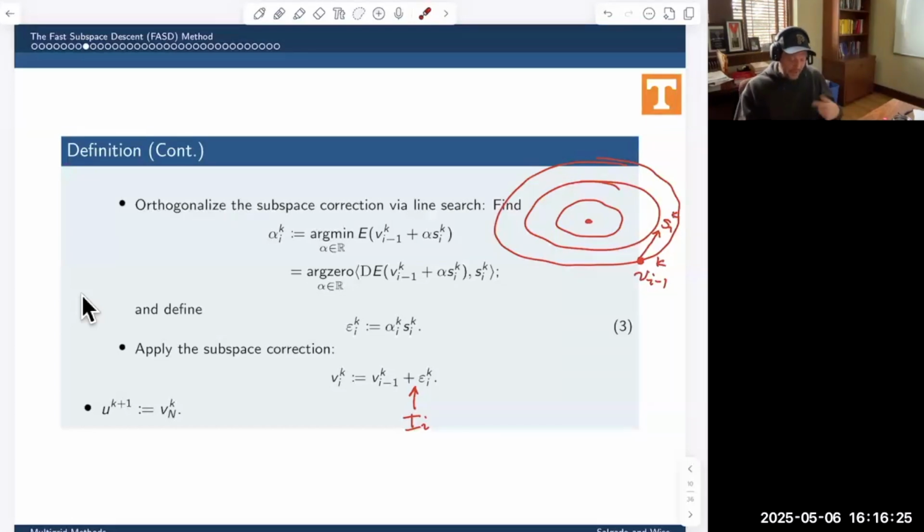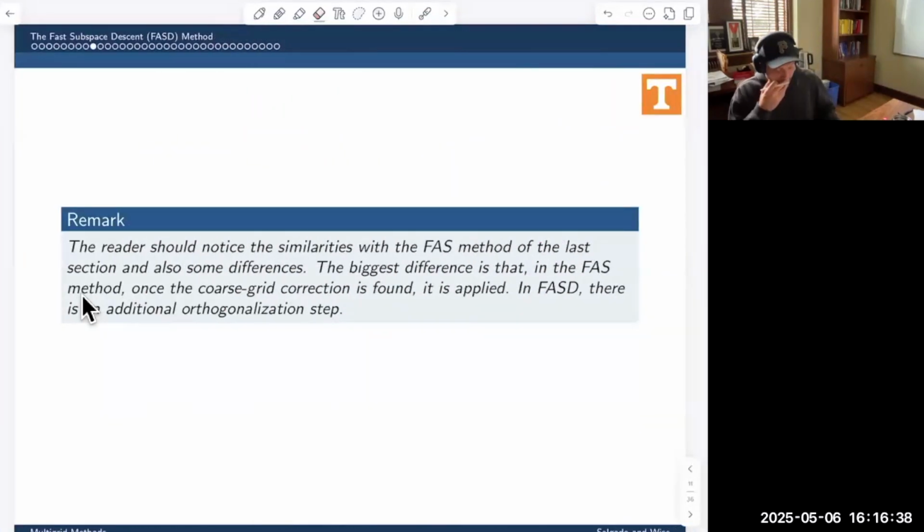All right, now once we cycle through our loop, remember our loop is going to end there. Once we've done this n times, we end up with this correction vnk, and that's what we're going to call our updated value uk plus 1. The biggest difference between FAS and FASD turns out to be what I mentioned. Instead of stopping and making Sik our correction, we're going to orthogonalize that Sik and make that our correction. So that's the big difference between FAS and FASD, that one step.